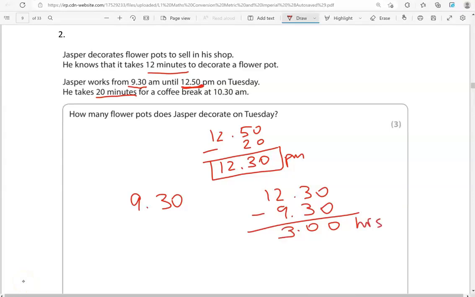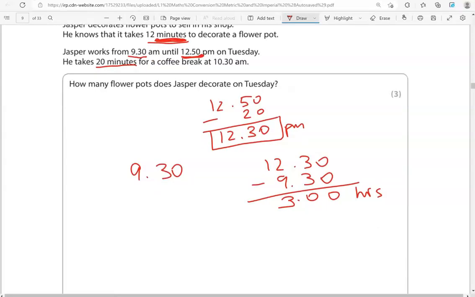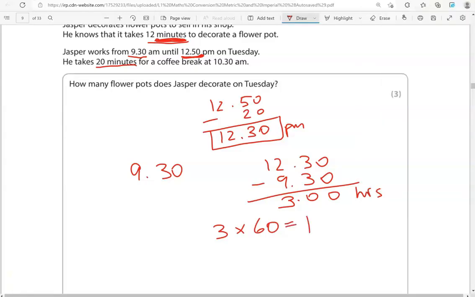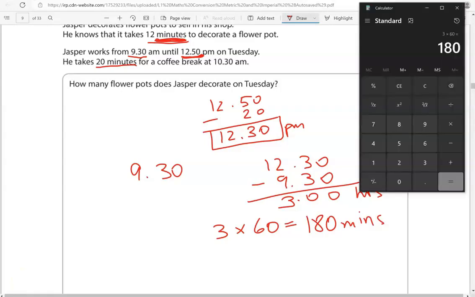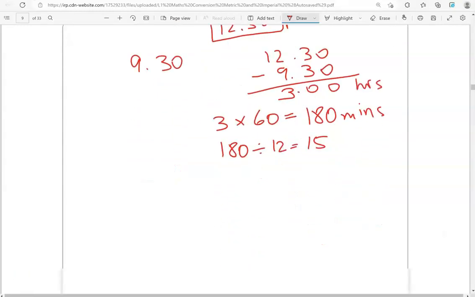We've got the time it takes to decorate a flower pot given in minutes. So what I'm going to do is convert 3 hours into minutes. We know that there are 60 minutes in 1 hour, so 3 times 60 gives us 180 minutes. And if I divide that by 12, it should give me how many flower pots he's able to decorate. So 180 divided by 12 gives us 15. So that's 15 flower pots.